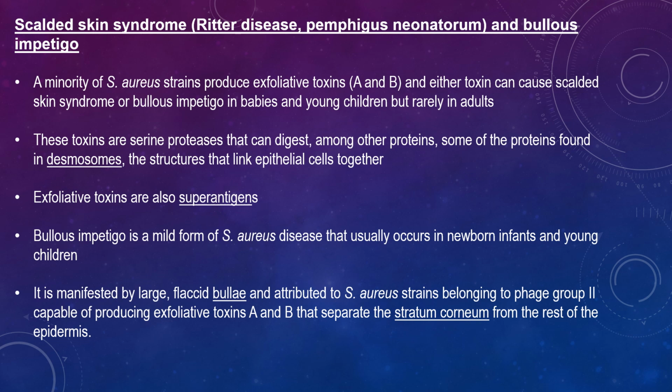It is manifested by a large flaccid bullae and attributed to S. aureus strains belonging to the phage group 2, capable of producing exfoliative toxins A and B that separate the stratum corneum from the rest of the epidermis. The more common and milder form of disease, representing about 10% of all cases of impetigo, differs from non-bullous impetigo in that the vesicles enlarge into flaccid bullae before rupturing.